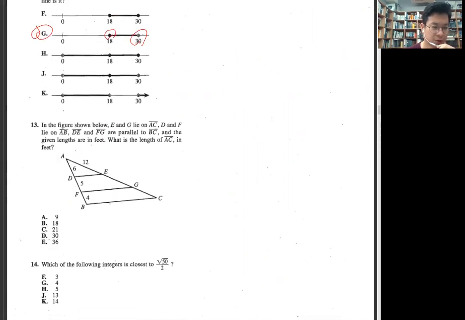13 bigger, AC, like this, parallel to each other. What is the length of AC? So longer side to shorter side, which means this longer side is 15 over 6 equals AC over 12, so 30.